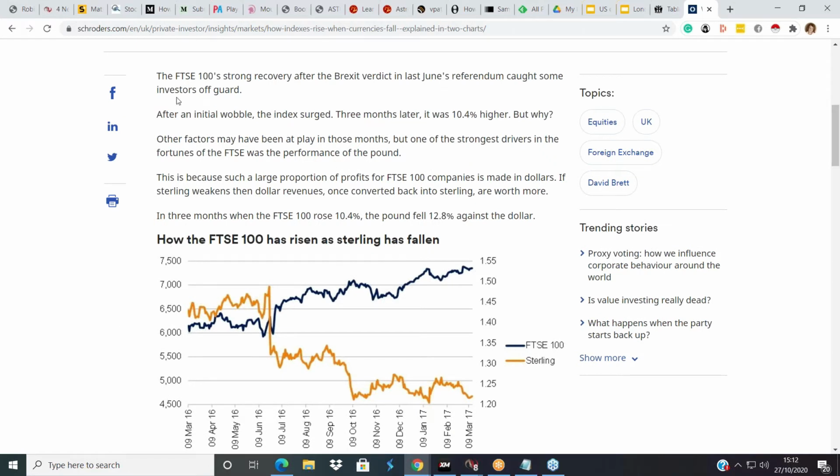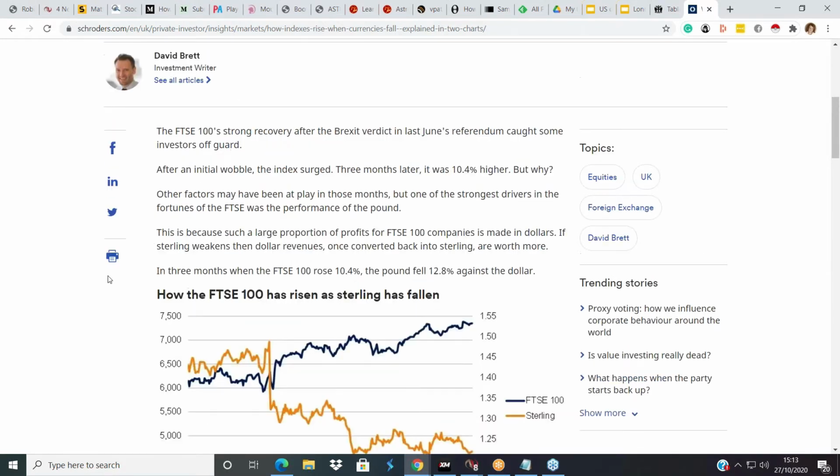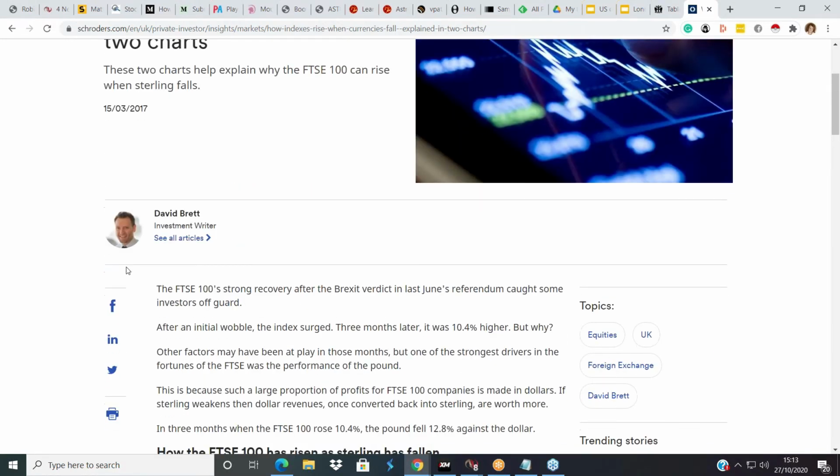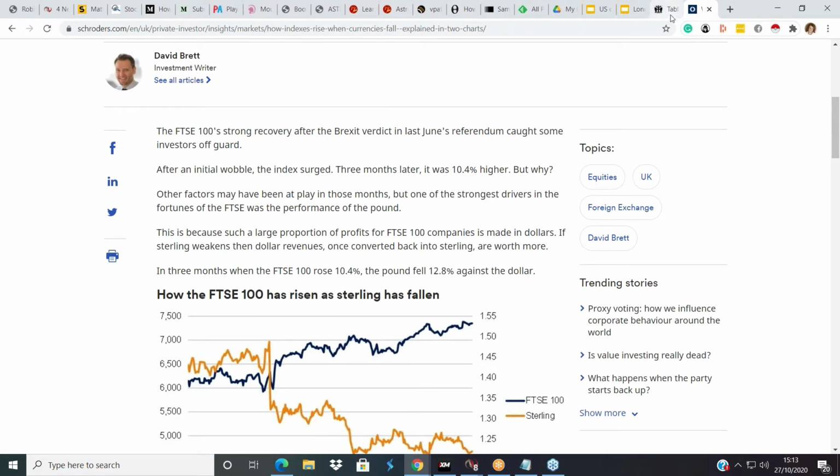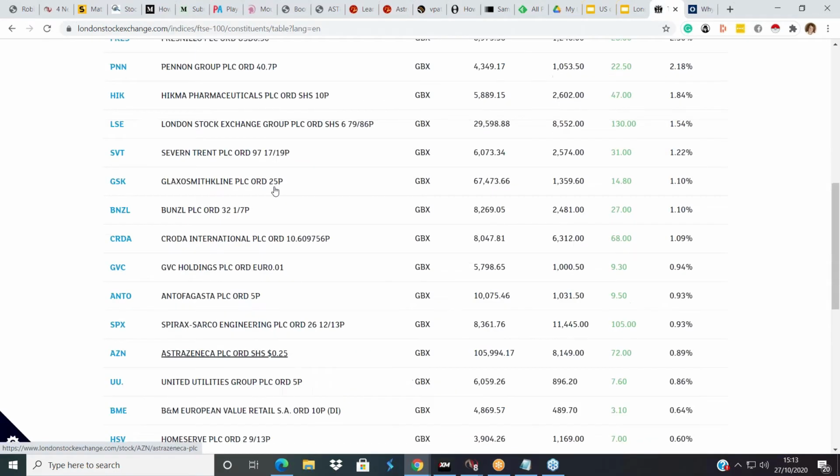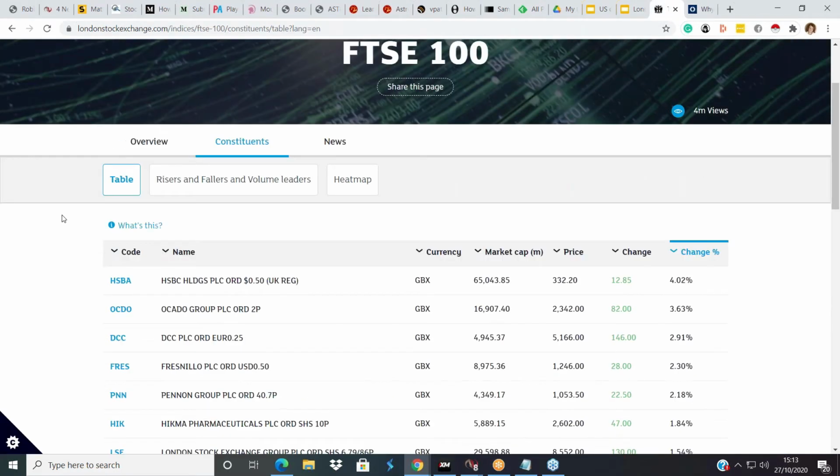So basically, and this was Schroders who actually did the calculation, a large proportion of profits is made in dollars. If sterling weakens, then the dollar revenues, once converted, are worth more. In 3 months, the FTSE rose 10.4 and the pound fell 12.8. But that is 2017. Things are a little different.